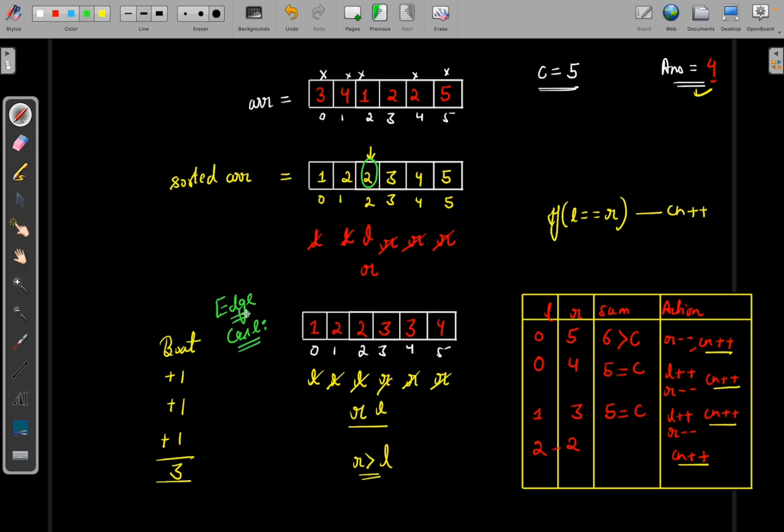So that's all. And let's check out the code implementation, how we can implement this. In the next video, we will check out how to implement the code.